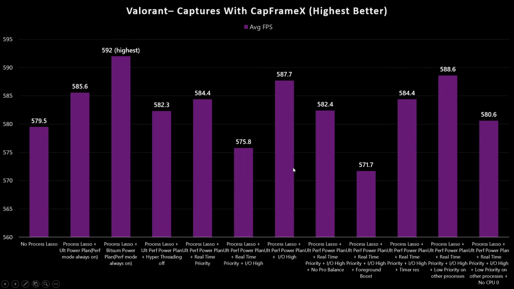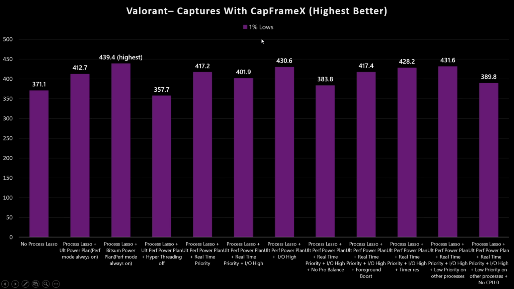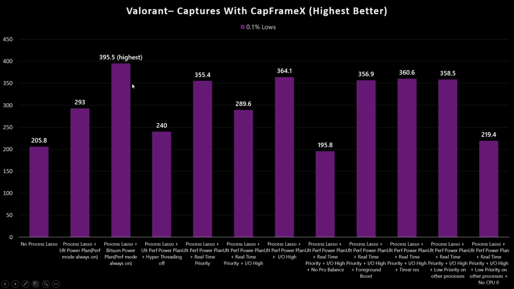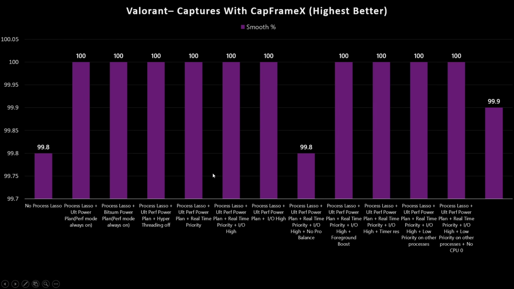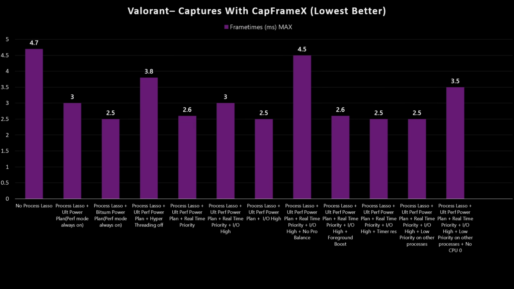In Valorant, the best average FPS was with Process Lasso, Bitsum Power Plan. 1% loss same, 0.1 same, Adaptive SDev same, up latency was better with Process Lasso, Ultimate Performance Power Plan, and Real-Time Priority. The smoothness was the same actually. The maximum frame times was better in this case, this case, and this.